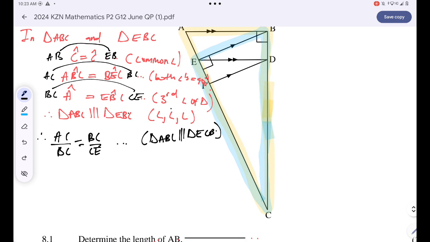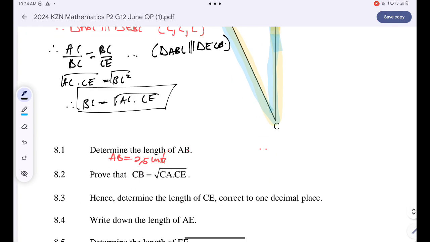Are you together? I can therefore cross multiply over there. I'll simply have AC multiplied by CE being equal to BC squared. Then whenever I take the square root on both sides, I'll find that BC is equal to the square root of AC, or you can write CA, that's the same thing, right? The square root of AC multiplied by CE. Now I have shown that this statement is true.